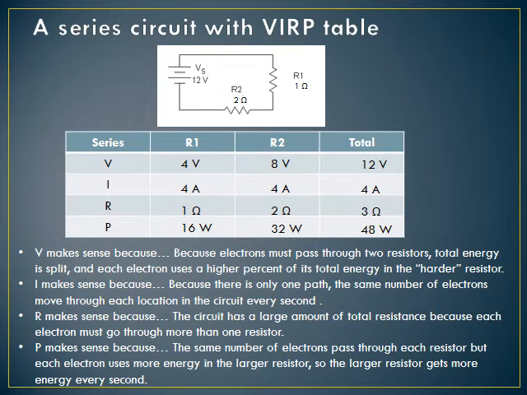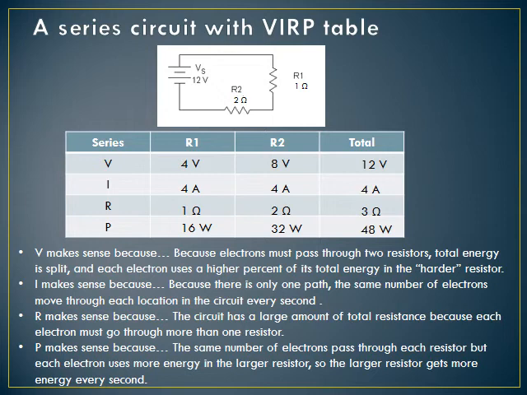And the reason we notice that is because even though the same number of electrons are going through each resistor, each electron is dumping more of its energy in that big resistor. So that means there's more power there. If these were light bulbs, that would be a brighter bulb. If these were toasters, that would be a better toaster.